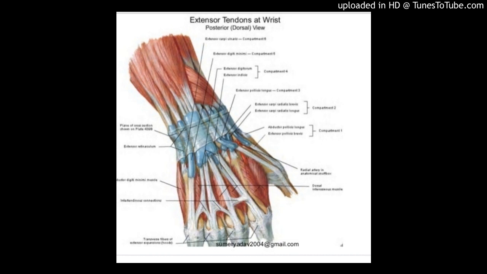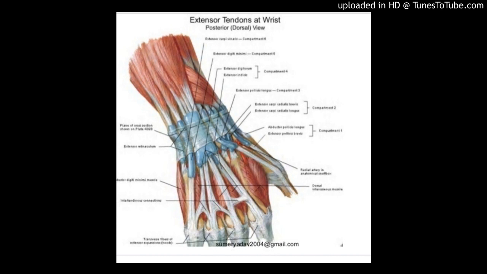Regarding the compartments in the extensor tendons, they are named into 6 different compartments from radial to ulnar side. First compartment has extensor pollicis brevis and abductor pollicis longus. It's commonly involved in de Quervain disease. Second compartment is extensor carpi radialis longus and extensor carpi radialis brevis, and it is involved in intersection syndrome. Intersection syndrome is basically intersection between the compartment 1 tendons and the compartment 2 tendons.